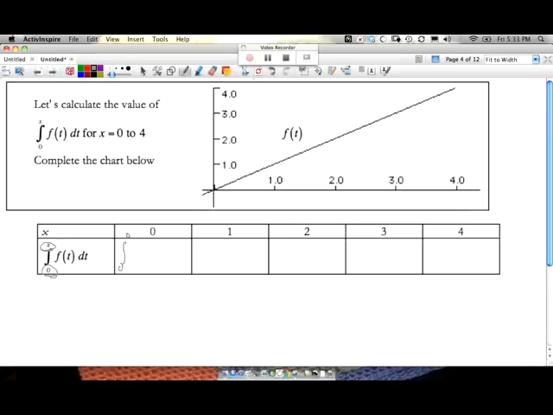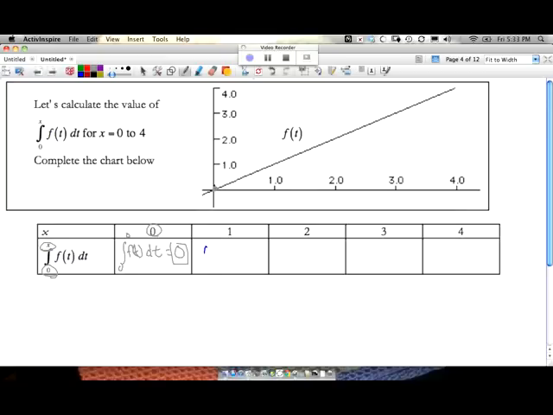Notice we're starting at 0, we're finishing at whatever x is. In this case, x is 0. Of f of t dt. This is another easy one. Why? Because it has no height, no width. So that's 0 times 0, double 0, you could say. It's just 0. The area equals 0.